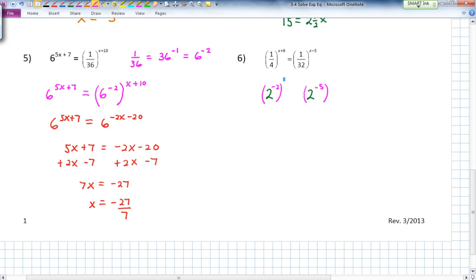And then I can reattach the original exponents, x plus 6 and x minus 5, set those guys equal to each other, and rewrite with a single exponent on each side. So on the left side we have 2 to the negative 2x minus 12. On the right side we have 2 to the negative 5x plus 25. Once you've got the bases equal, set the exponents equal. Negative 2x minus 12 equals negative 5x plus 25.